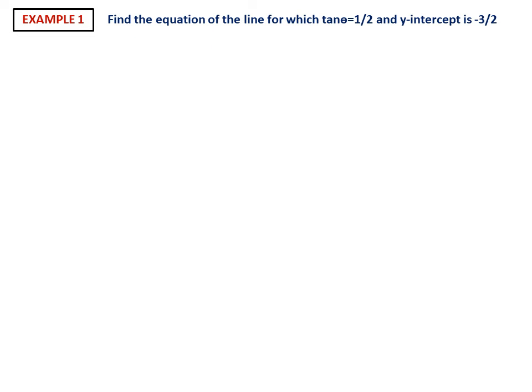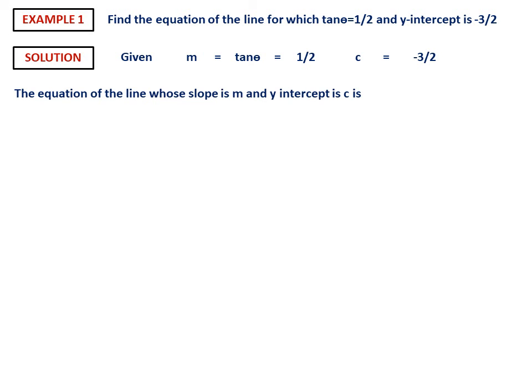Now let us take one example. Find the equation of the line for which tan theta is 1 by 2 and the y-intercept is minus 3 by 2. So given m equals tan theta, which is 1 by 2, and c is minus 3 by 2, directly given. Therefore the equation of the line is y equals mx plus c. Just substitute: y equals 1 by 2 x plus minus 3 by 2. Simplify: 2y minus x plus 3 equals 0. So this is the equation of the line.